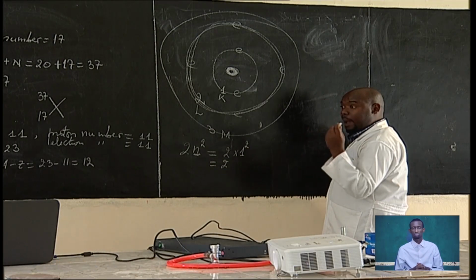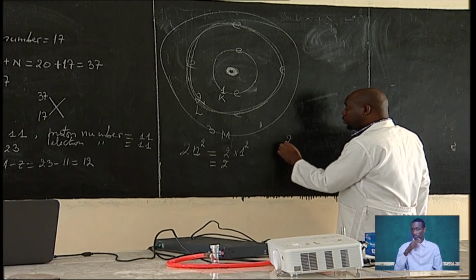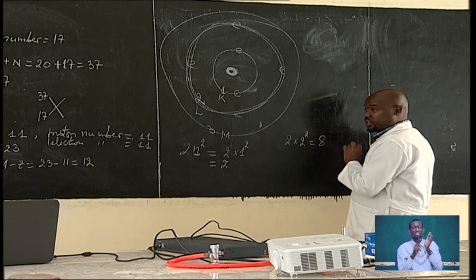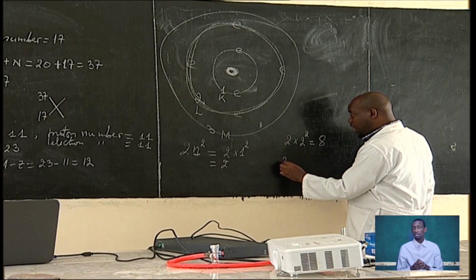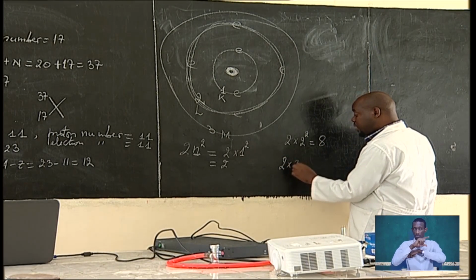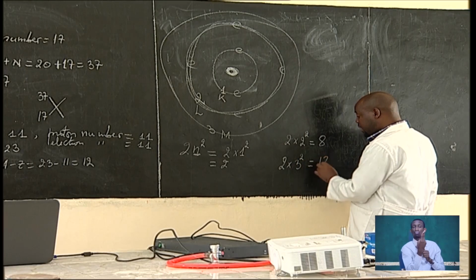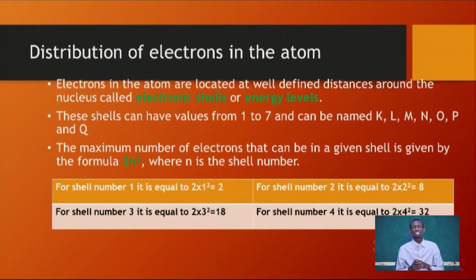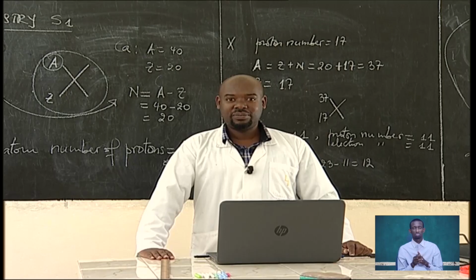For energy level number 2, we have 2 times 2 squared, and then we get a maximum of 8. For energy level number 3, we have 2 times 3 squared, and we get 18, and so on. For the fourth, it is here in the table. We have 2 times 4 squared, and that will be 32. I think everything is clear, understandable, right? Yes.